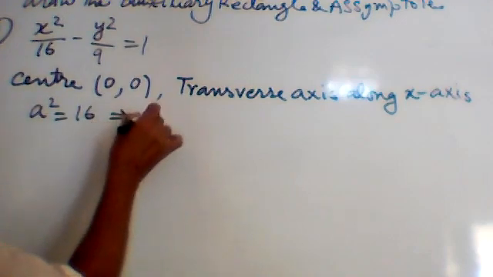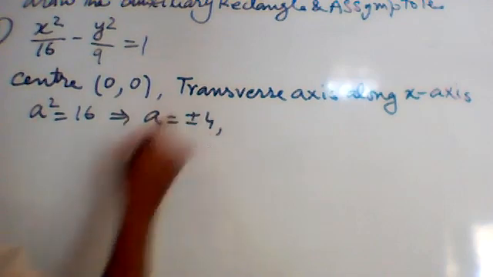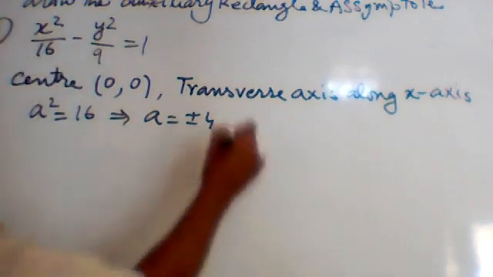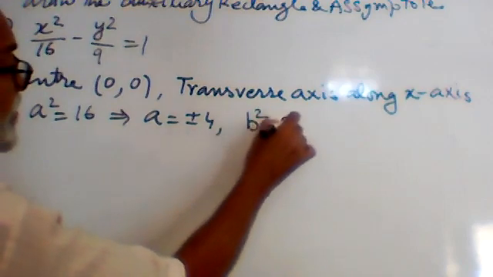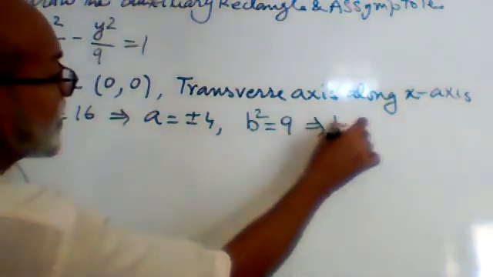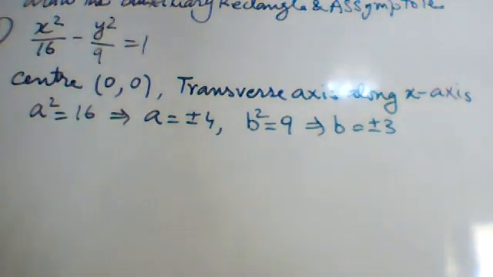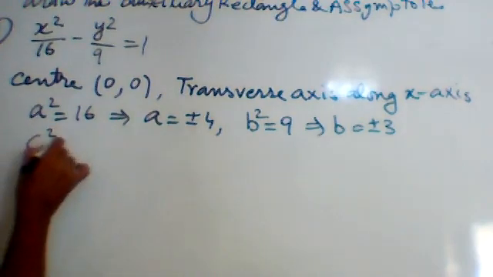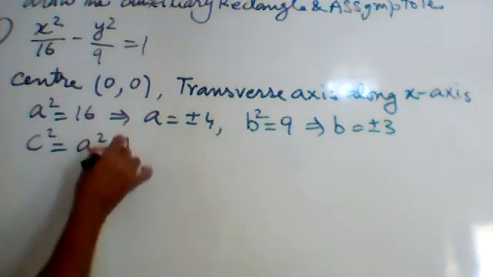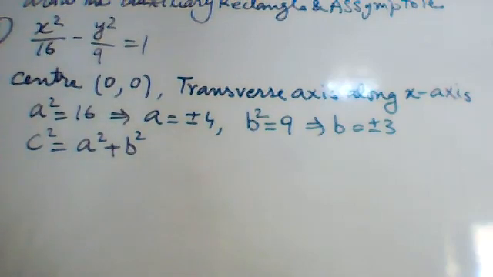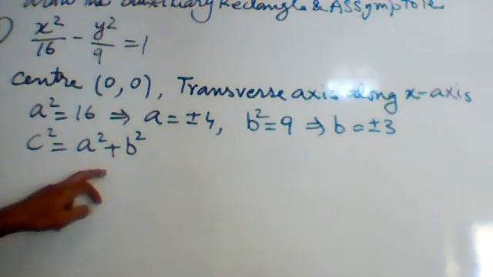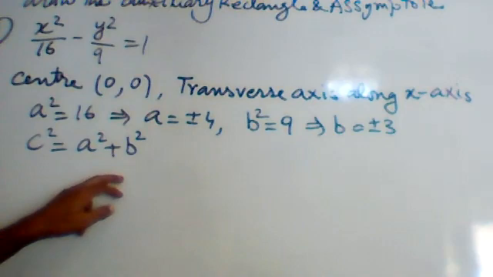And a will be equal to plus minus 4. b square is 9, and b will be equal to plus minus 3. Now we will find c. c square is equal to a square plus b square. In the ellipse, it was a square minus b square. In the hyperbola, c square is equal to a square plus b square.